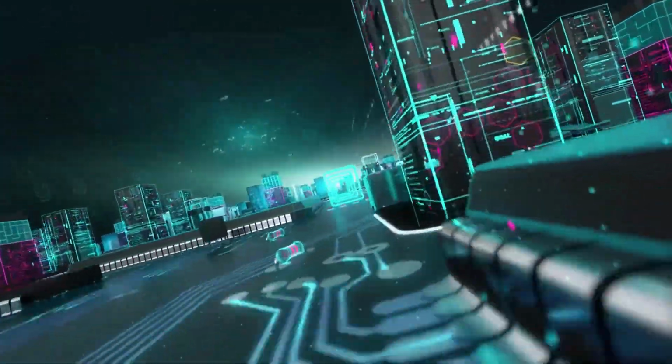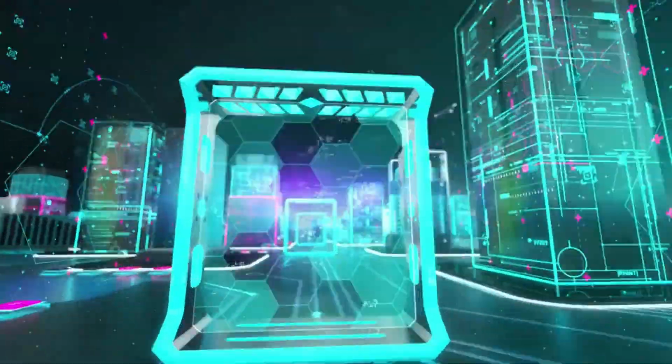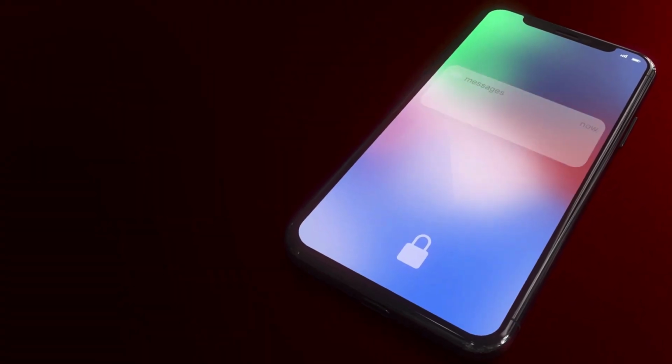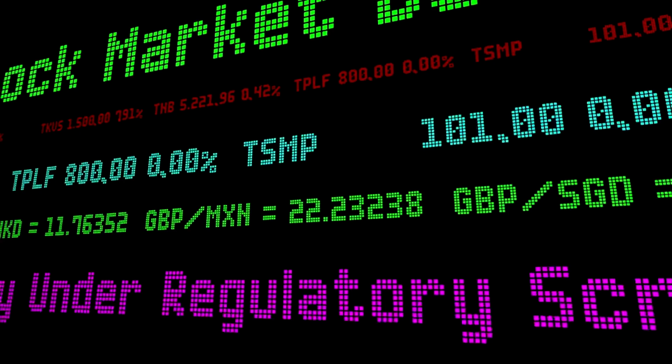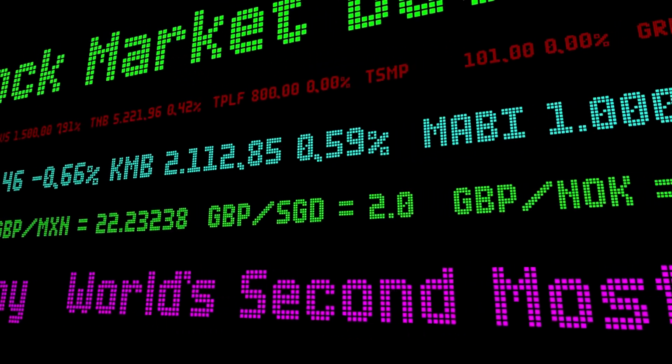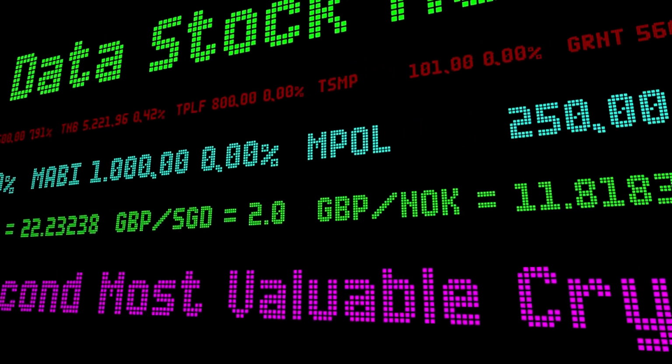Legal and regulatory considerations. Bitcoin's legal status varies from country to country. Some nations have embraced it, while others have imposed restrictions or bans. The regulatory landscape is evolving as governments grapple with how to address the challenges and opportunities presented by cryptocurrencies.